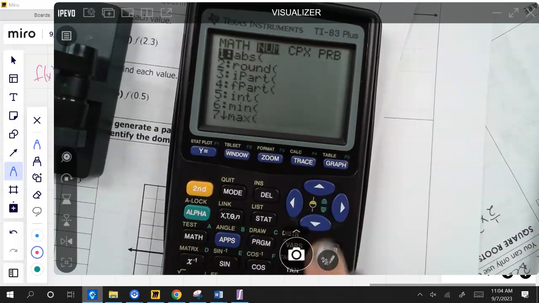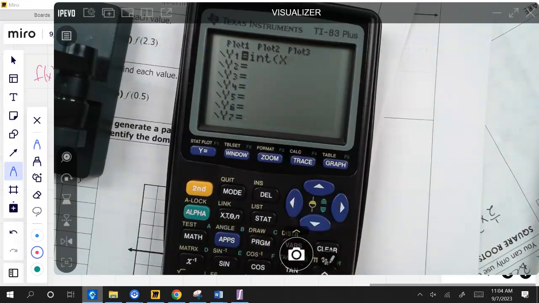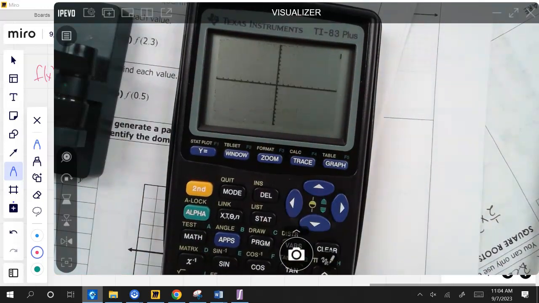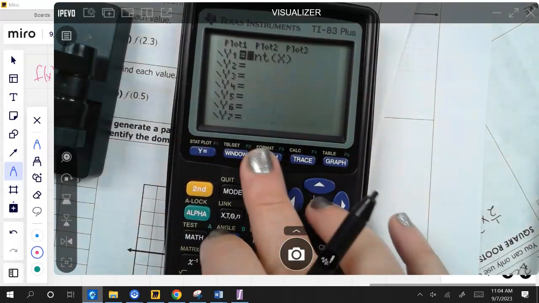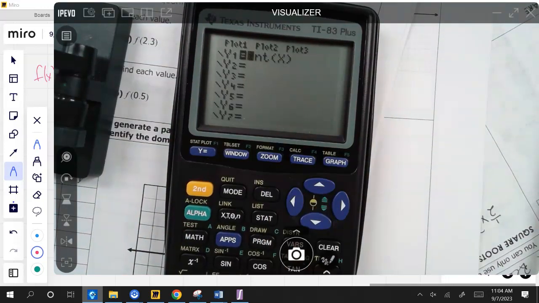Math over to num and then 5. Zoom 6. Y'all haven't done it yet. What are you talking about? All right, now my calculator is connecting my jumps and it shouldn't.